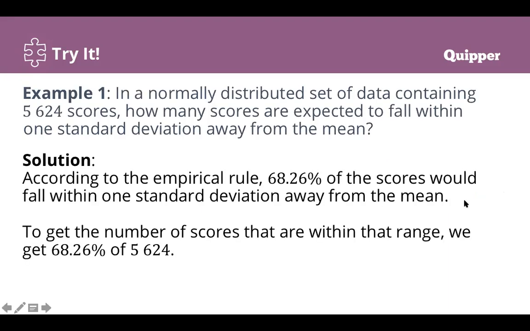Okay, according to the empirical rule, 68.26% of the scores would fall within one standard deviation away from the mean, correct? So to get the number of scores that are within that range, we get 68.26% of 5,624. So paano makukuha yun? 68.26% of. Of means times, right? And paano mag-multiply ng percentage sa number?